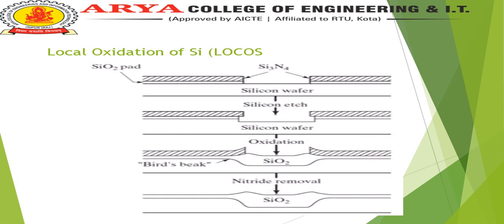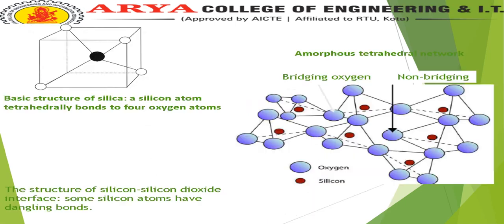Next, this shows the local oxidation of silicon. Here we show the silicon wafer layer with the Si3N4 pad. When the silicon etching is done, it removes the layer from there. Then oxidation occurs and creates a silicon dioxide layer, with a nitride removal here. Silicon dioxide and silicon nitride are both dielectric materials. So we are removing the dielectric material, silicon nitride, by using the oxidation process.